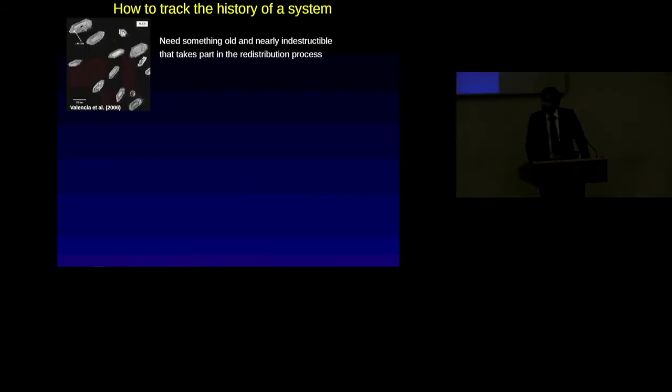Okay, let's get a bit more complicated. When you want to know the history of a system, what you want is particles that take part in the redistribution and that, however, are old and nearly indestructible, but formed at all times. And I don't know how many geologists are in here. Oh, I made a geology example for no geologists present. Okay, so for the non-geologists, what you see here is zirconia crystals. The ladies in the room will know them as formidable precious stones with a nice glare. And what they do is they live forever.